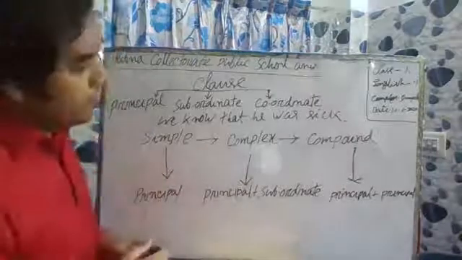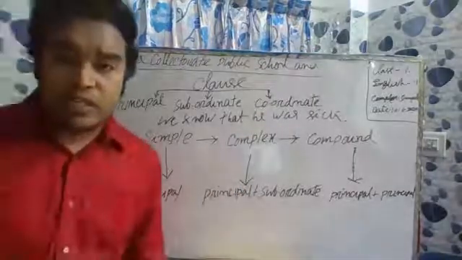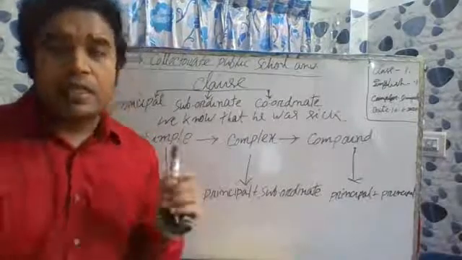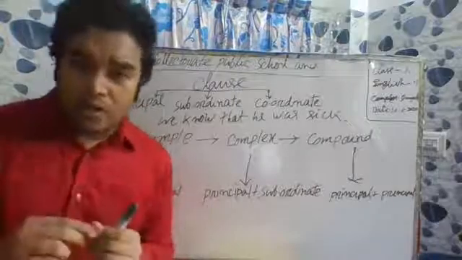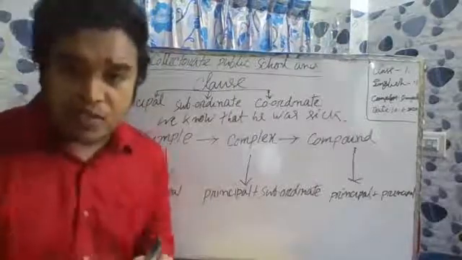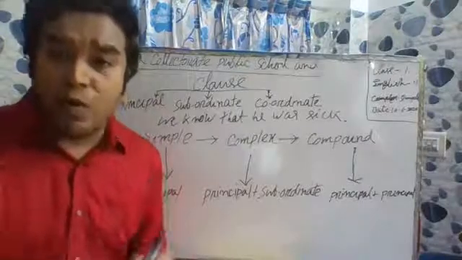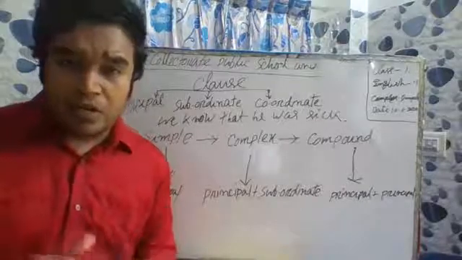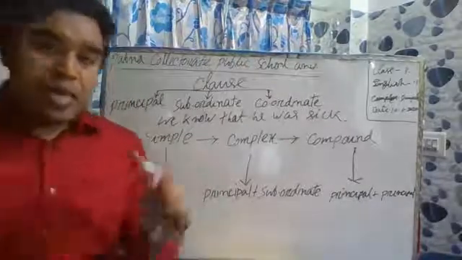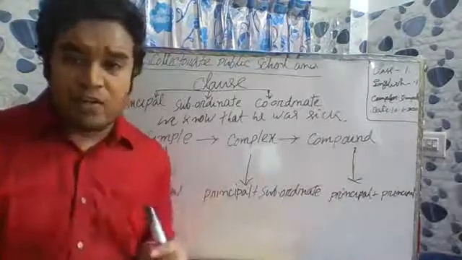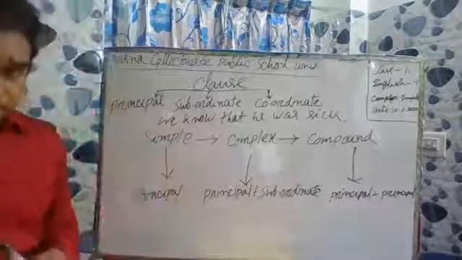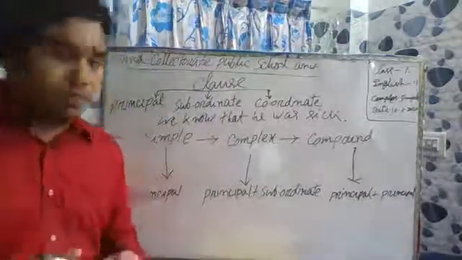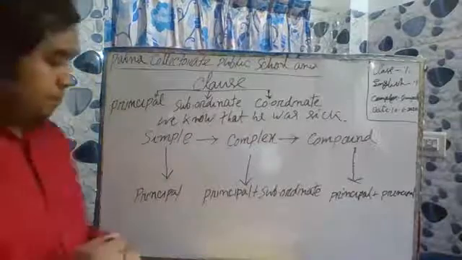Then I'm going to the next topic, coordinate clause. What is coordinate clause? Two principal clauses added with a coordinating conjunction, just like and, but, or, form a coordinate clause. Dear student, hope that you have written it down in your copy. I have defined the definition of principal, subordinate, and coordinate clause.